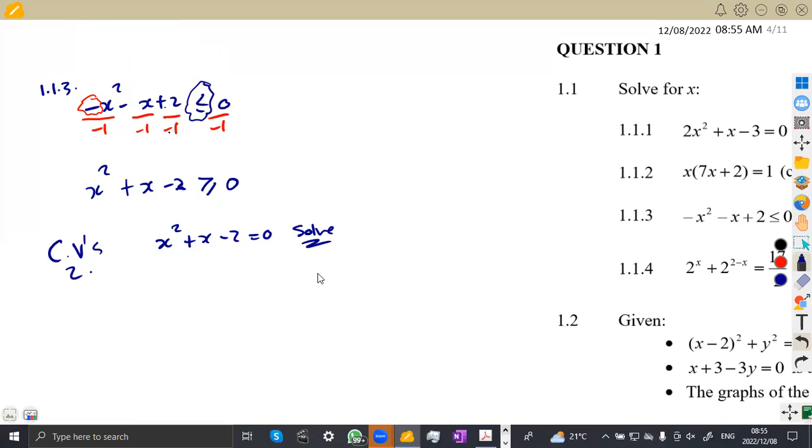So to solve for x, this is a quadratic equation. You can use factorization or the quadratic formula. I don't know what is best for you, but factorization is the easiest way. And this time we have an advantage because the coefficient of x squared is 1.